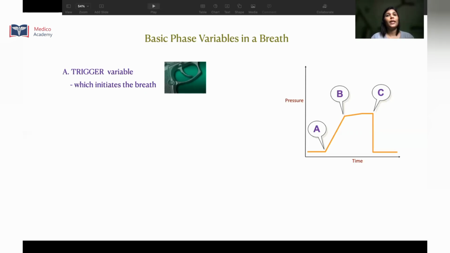In a controlled breath, it is the time which triggers the breath because you have set a particular rate. As I said in my earlier example, every 4 seconds you have to deliver a breath, which means it is the time. That is, every 4 seconds you are delivering a breath. That means it's the time which is the trigger variable.